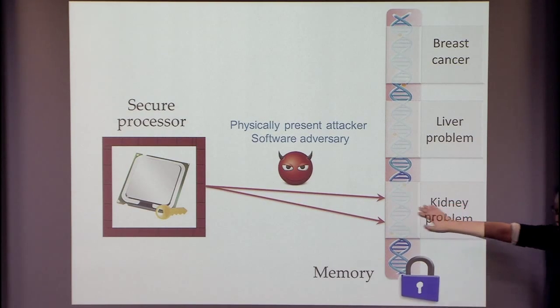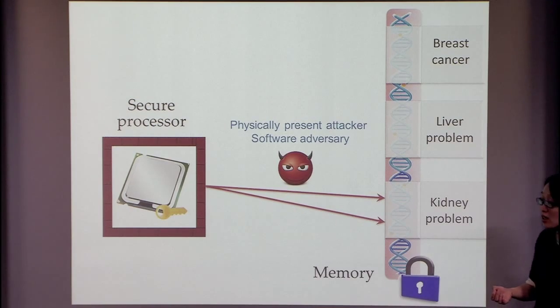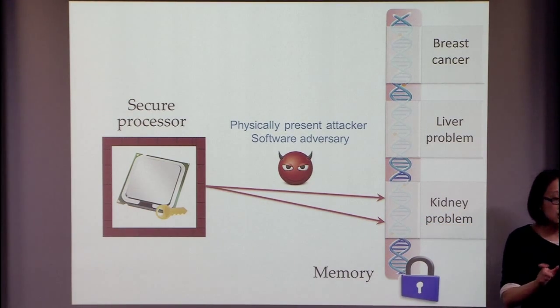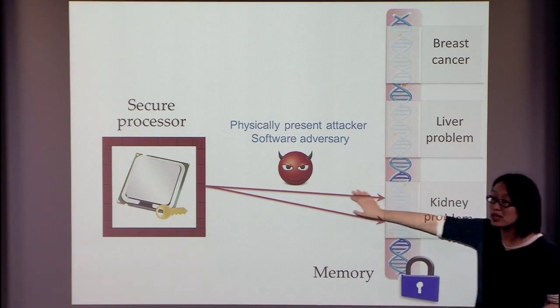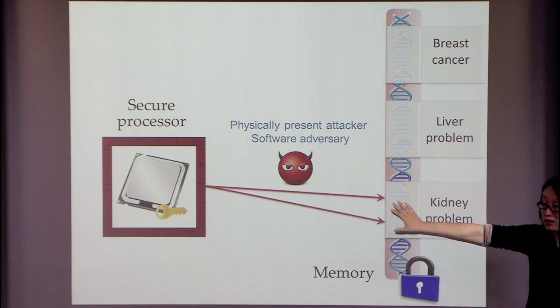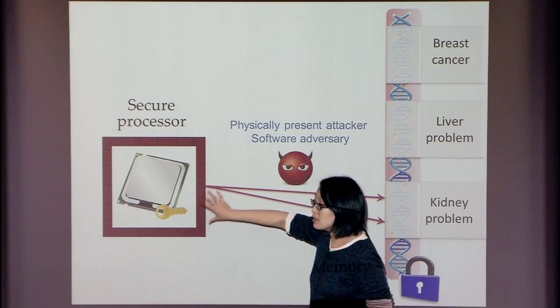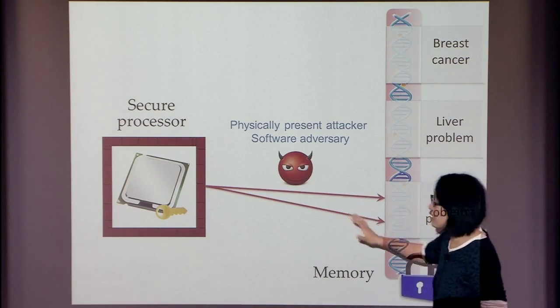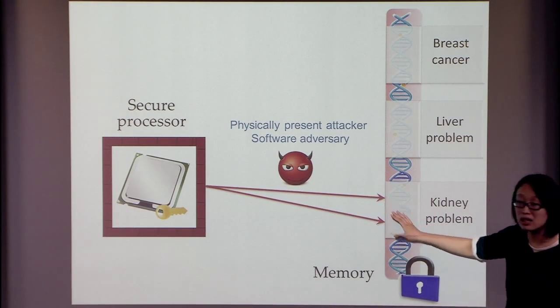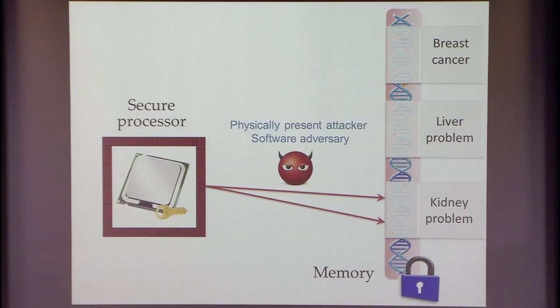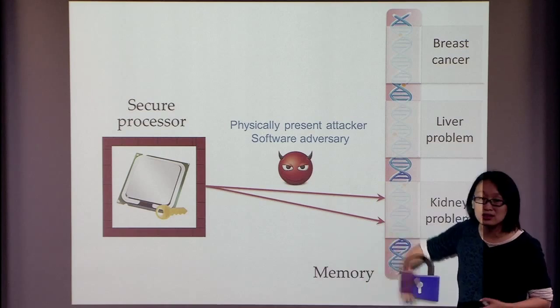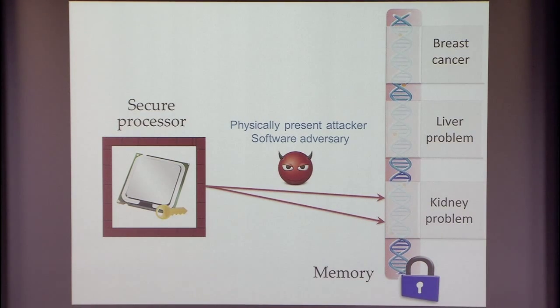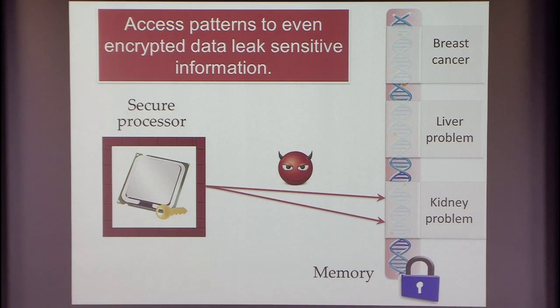For instance, if this attacker, let's say, is a system admin or an intruder to the cloud's data center, then he can launch physical attacks. He can probe memory buses to learn the memory addresses that are transmitted on the memory buses. But this adversary can also be a software adversary. So imagine the secure processor, I will talk about the SGX scenario later, where the secure processor relies on an untrusted operating system to serve page faults. And in this case, this untrusted operating system is going to be your adversary. So like I said, in this case, basically access patterns to even encrypted data can leak very sensitive information.